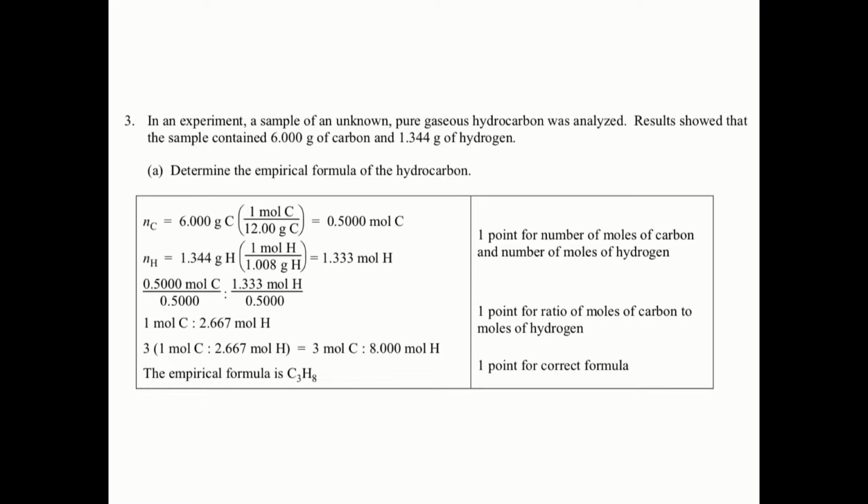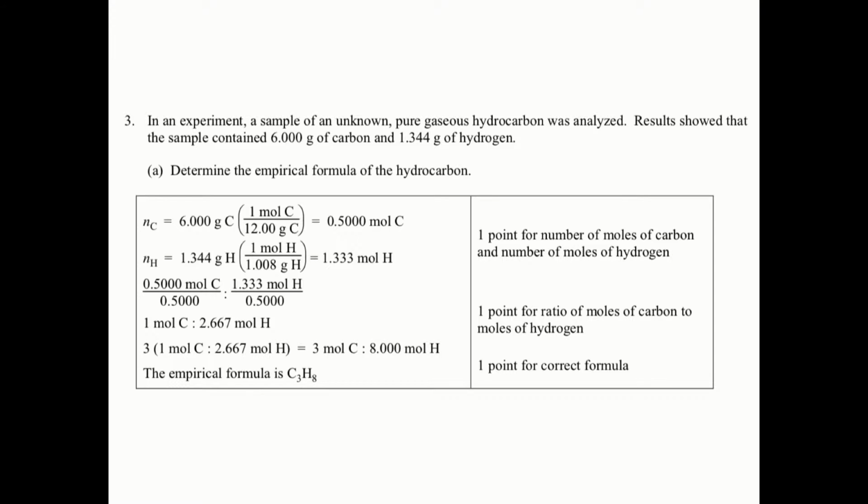And then once you've gotten your moles, remember those are going to be your subscripts, but because I want these to be whole numbers, the first thing we do in order to attempt to make them whole numbers is we divide by our smallest number of moles. And so the smallest number of moles here is 0.5. So I divide both of those by 0.5 and I end up with 1 mole of carbon and 2.667 moles of hydrogen. Well, 2.667 is not a whole number and you cannot round that to 3.